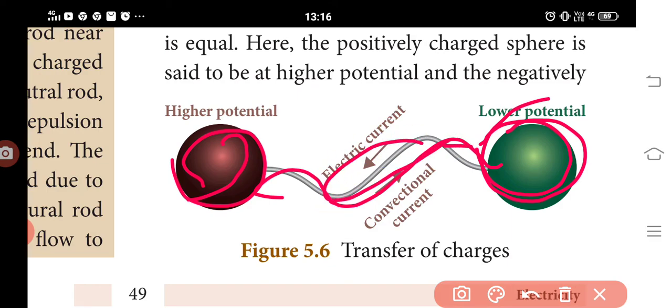The positive charge should be at higher potential and the negative charge at lower potential. So electrons flow from the lower potential to the higher potential, and the electric current passes through the wire. That is an electric flow.